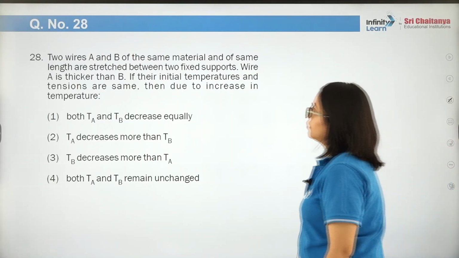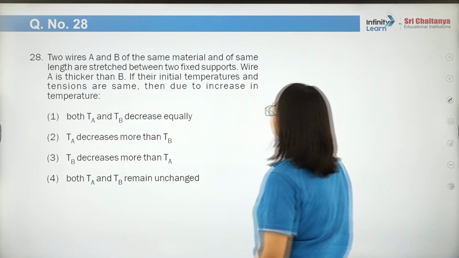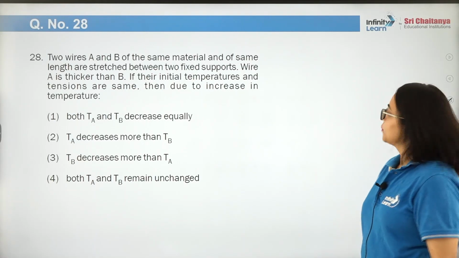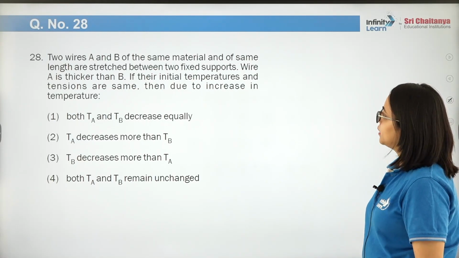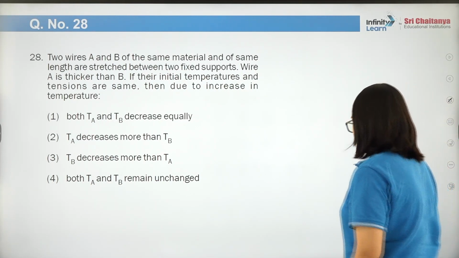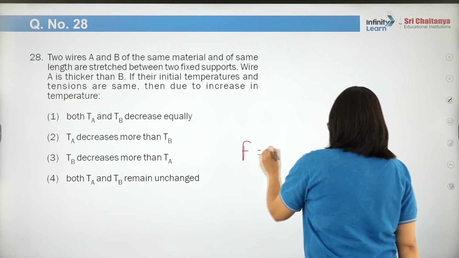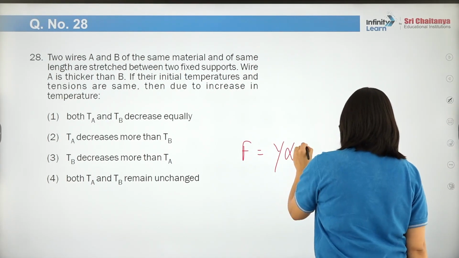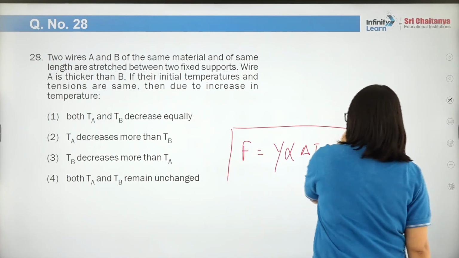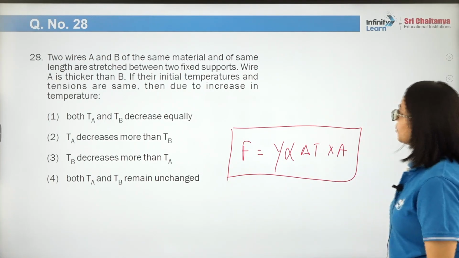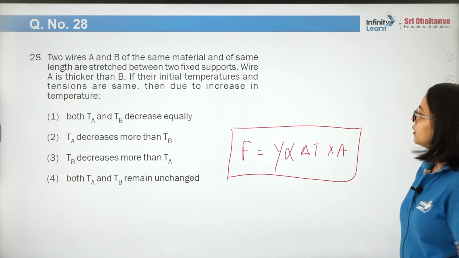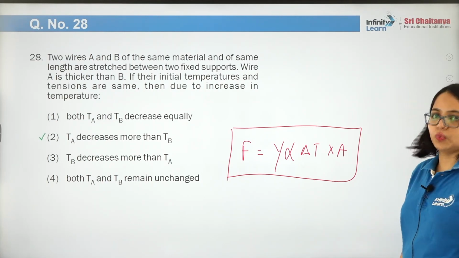Question number 28. We have two wires A and B of same material and of the same length stretched between two fixed supports. Wire A is thicker than B. If their initial temperatures and tensions are same, then due to increase in temperature. So we know that F is equals to Y alpha delta T into A, right. So you can see that F is directly proportional to A. So TA decreases more than TB. So correct answer will be option 2.